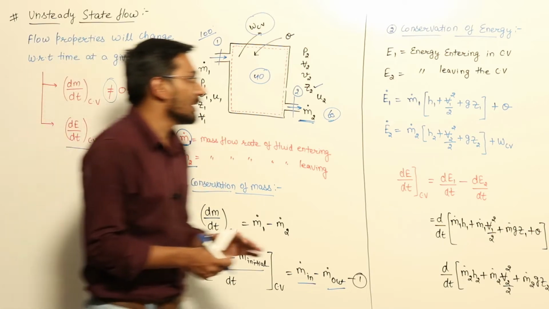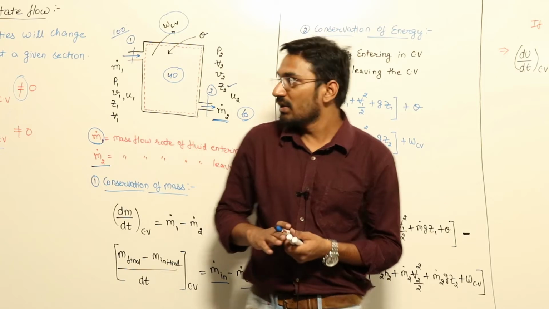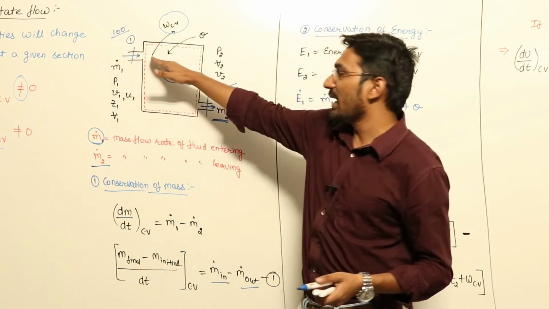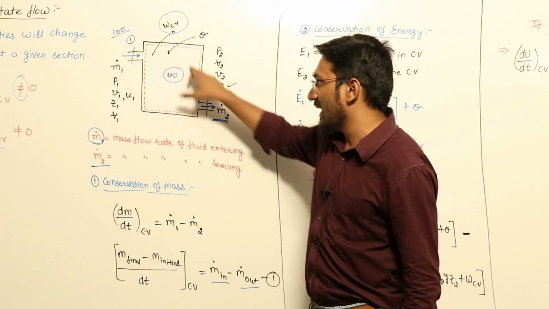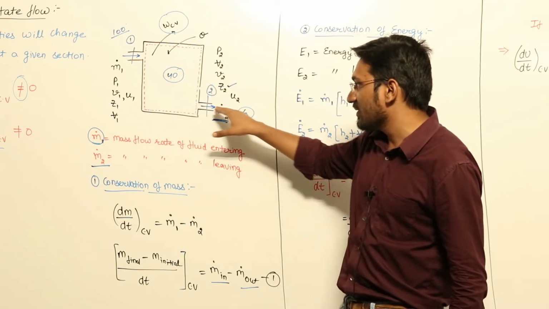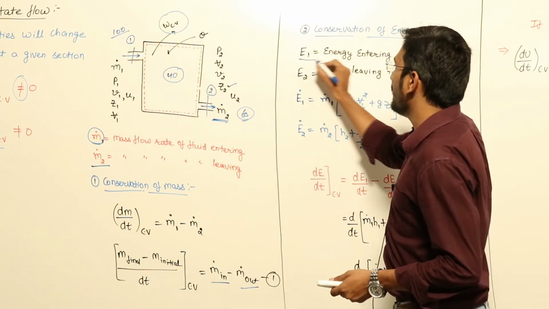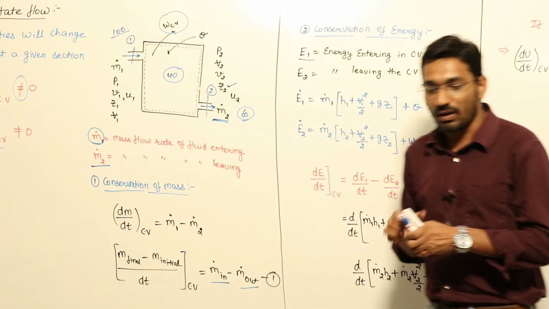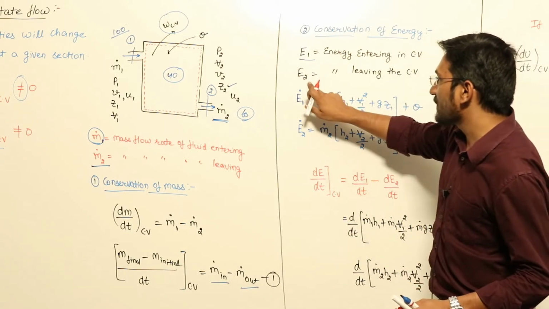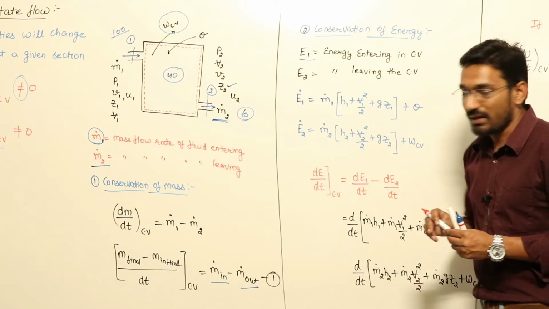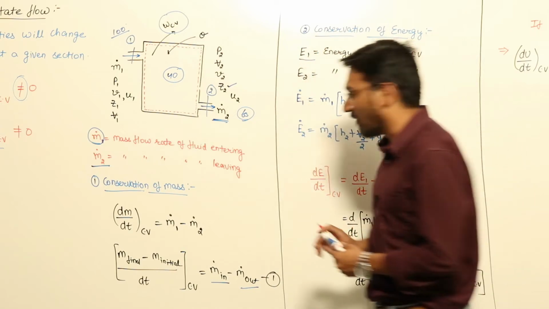Now the second one is conservation of energy. We know energy is conserved. The amount of energy which is coming inside is equal to the amount of energy which is accumulated in this space plus the amount of energy which is going out, right? So suppose E1 is the energy entering into the control volume and E2 is the energy leaving the control volume, right? From here energy leaving is E2, from here energy entering is E1.